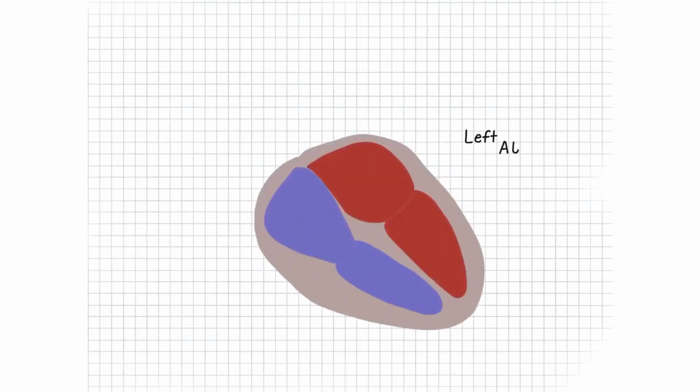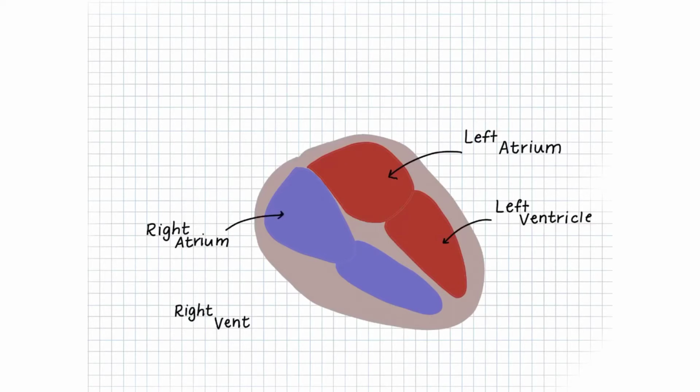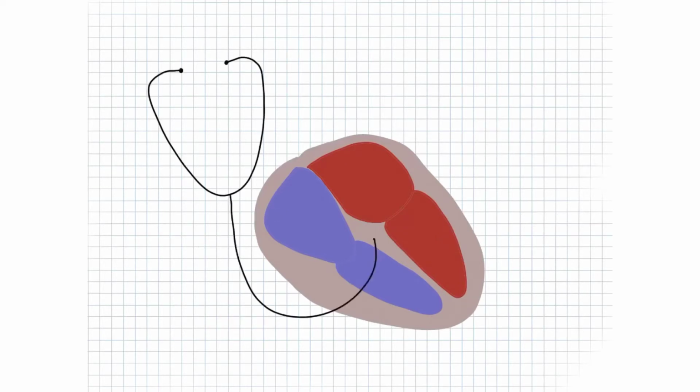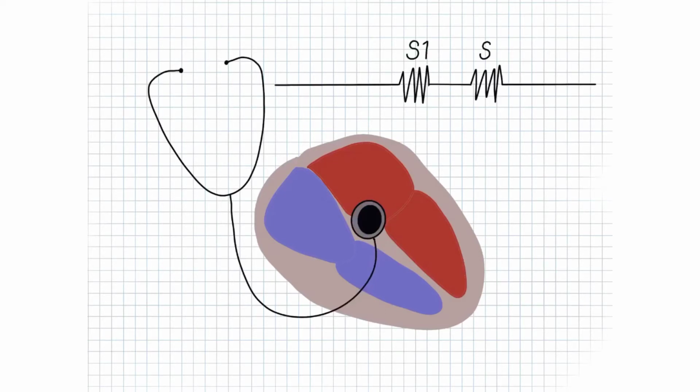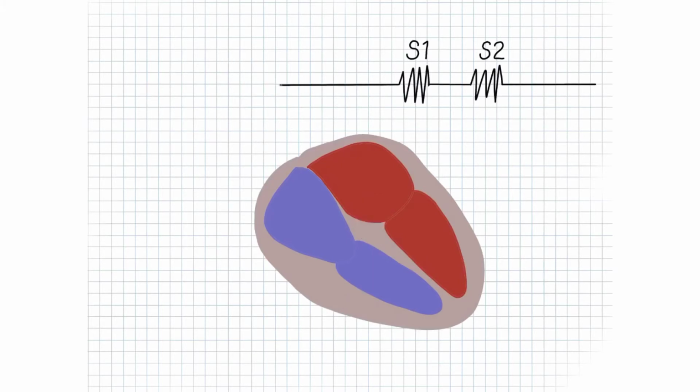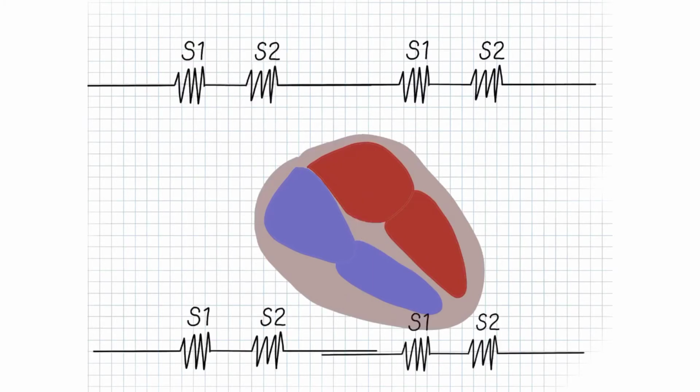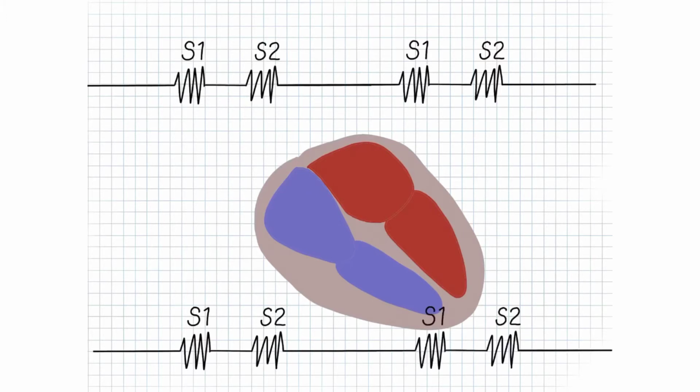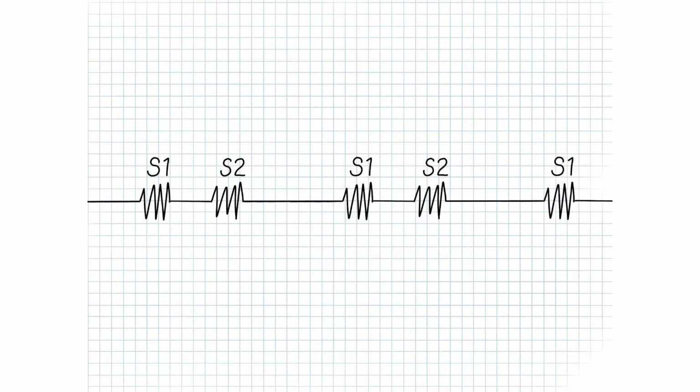We'll start with a basic diagram of the heart, which as a reminder has four chambers: the left atrium, the left ventricle, the right atrium, and the right ventricle. Now, if a doctor took a stethoscope and put it on your chest, what they would hear is a very distinct thump thump. Those two thumps are identified as S1 and S2, and they repeat over and over again. Let's actually listen to it with something better than my thump thump.